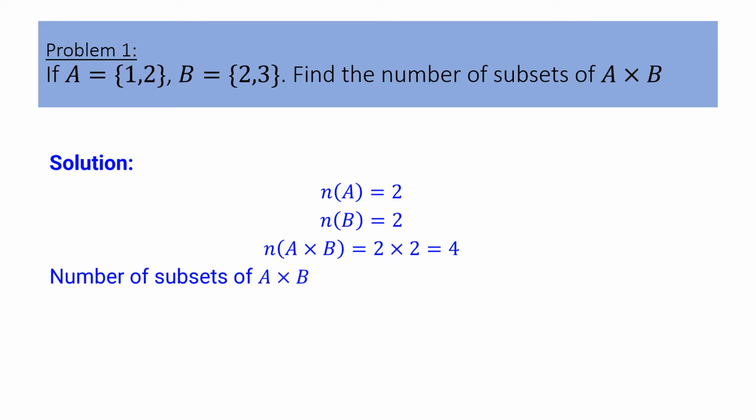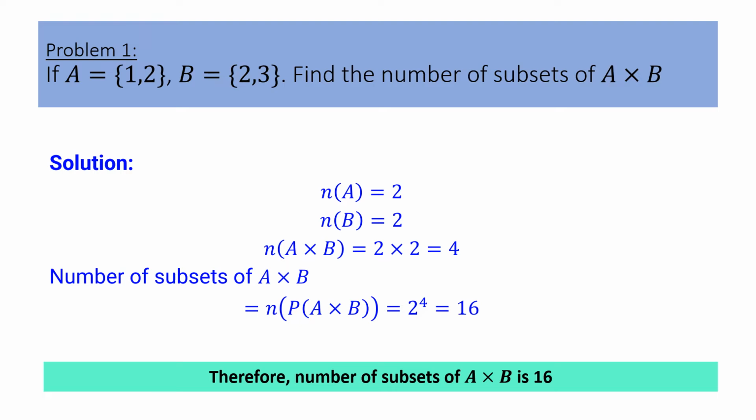Therefore, the number of subsets of A cross B is equal to the number of elements in the power set of A cross B. This is equal to 2 to the power 4 and this is equal to 16. Therefore, the number of subsets of A cross B is 16.